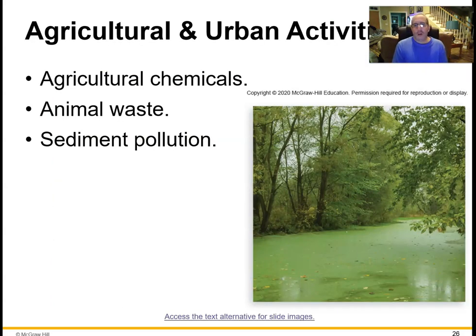So, agriculture and urban activity. You see these put together, and they're actually polar opposites, but they're both non-point source pollution. Remember that term, non-point source. In agriculture, you have chemicals like fertilizer and pesticides, you have animal waste, and you have sediment pollution, erosion, that's increased because of agricultural activity.